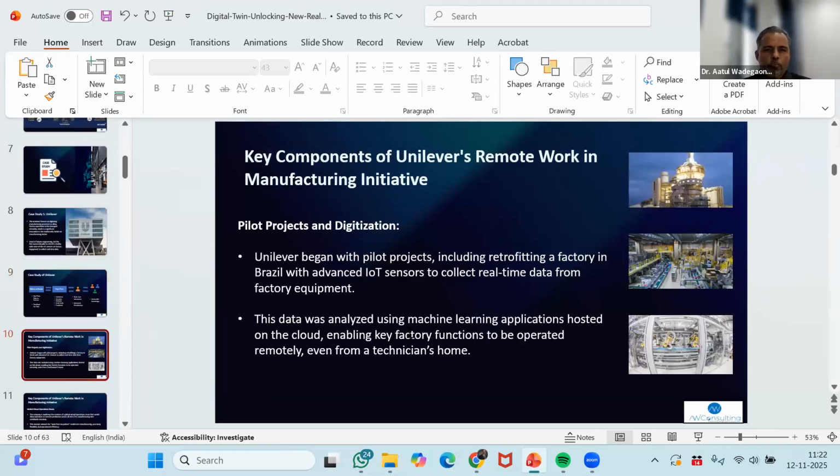When we talk about the key components of this project, as I said, the existing factory was retrofitted with various IoT sensors to collect real-time data. And this data was utilized through machine learning applications hosted on the cloud to analyze the various key factors so that the factory can be remotely operated.